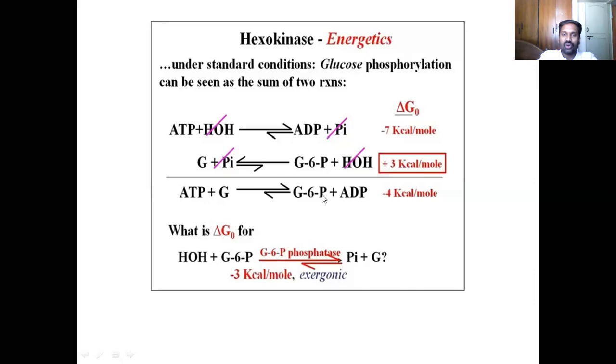Glucose becomes phosphorylated glucose at the 6th position. So its name would be glucose 6-phosphate, and ATP becomes ADP. Now calculate the delta G of this reaction. This is a new reaction now: glucose directly reacting with ATP and becoming glucose 6-phosphate, ATP becoming ADP.